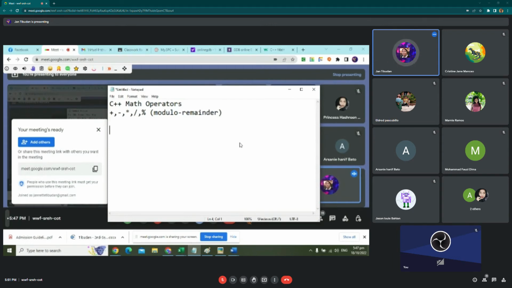So for example, when I say x is equal to 2, let's say 2, and y is equal to 23. And then you would say z is equal to x divided by y, and z is equal to x modulo of y. So what is the difference between these two now? Because they're actually on division.